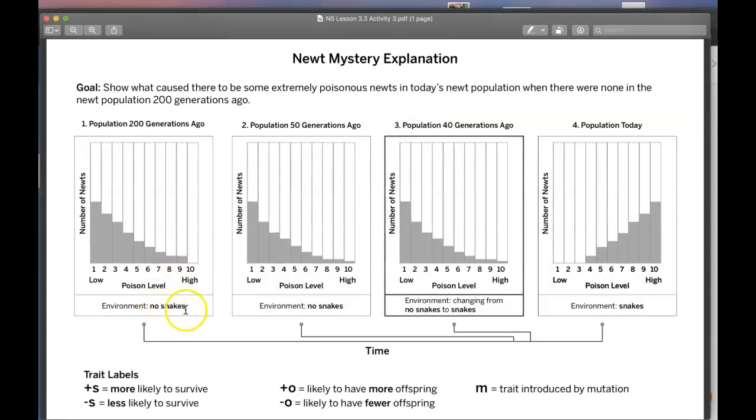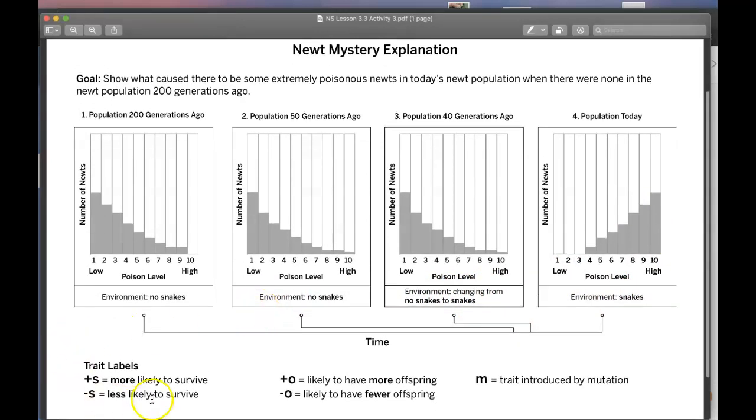We go from no snakes, and then the environment changed from no snakes to snakes, and then today there's snakes. So you're going to be labeling the plus S, minus S, plus O, minus O, and M on this third histogram. You can see why we're not labeling these, because nothing happens. The traits aren't changing from 1 to 2 or 2 to 3. It looks the same except the 10.